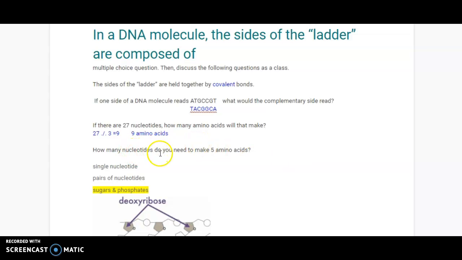The next one says, how many nucleotides do you need to make 5 amino acids? Well, we just said it takes 3 to pick up 1 amino acid. So if we need to pick up 5 amino acids, we need 3 of those bases to code for each of those amino acids. So 3 times 5 would be 15. So it would take 15 bases, at least 15 bases, to code for 5 amino acids. And that's our bell ringer.